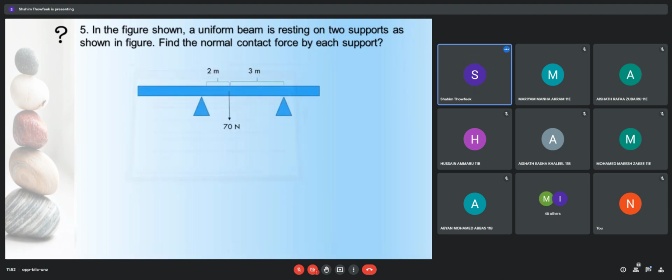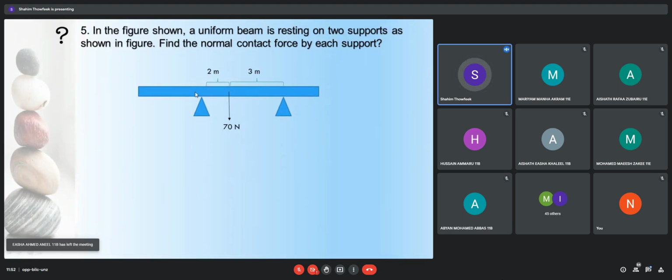Then resting on two supports. These are simple supports, not fixed. Okay. Find the normal contact force by each support. First of all, you can see the distances from the center of gravity to the supports are different. Then, of course, the magnitudes of the normal contact forces are different, right? Okay.